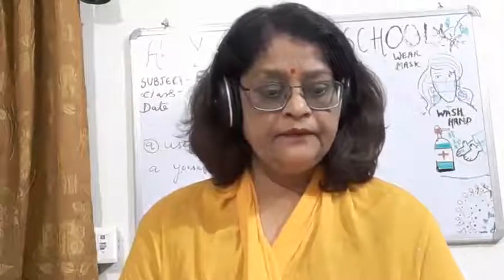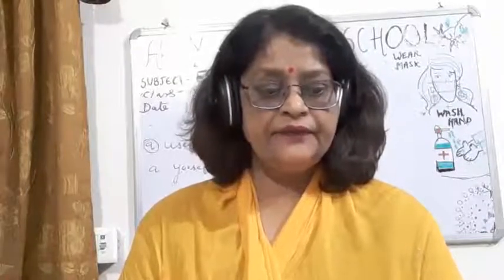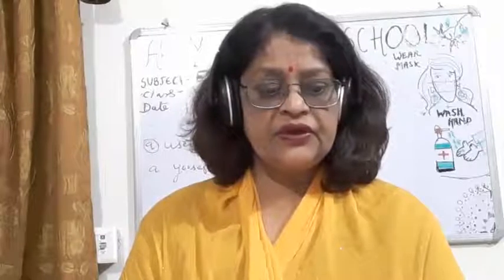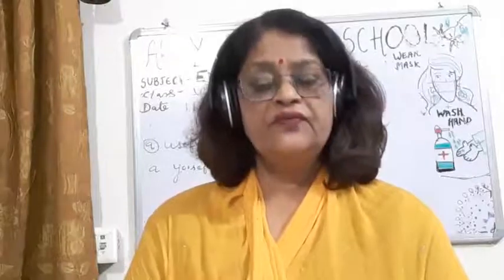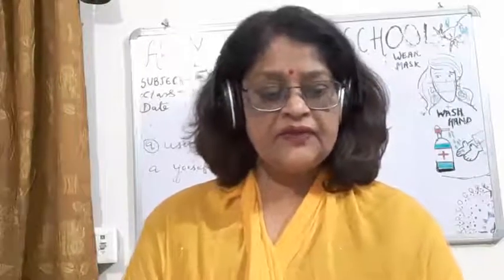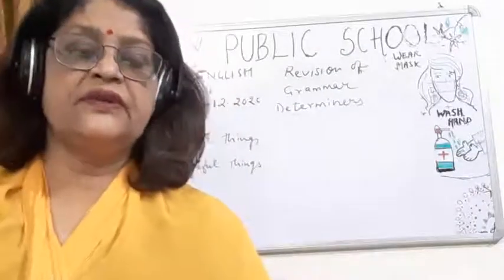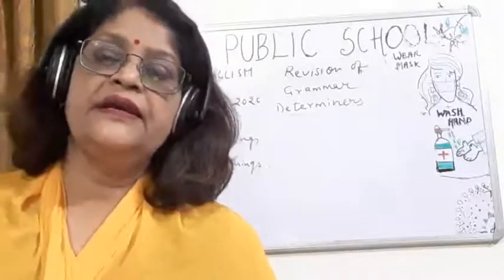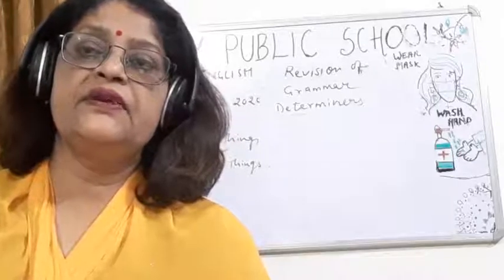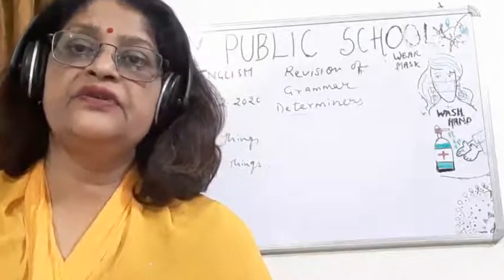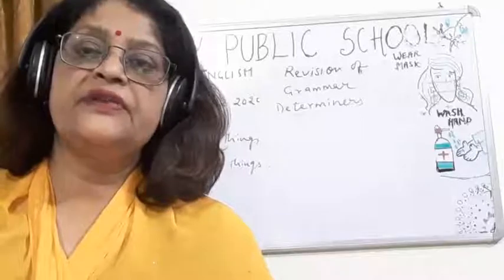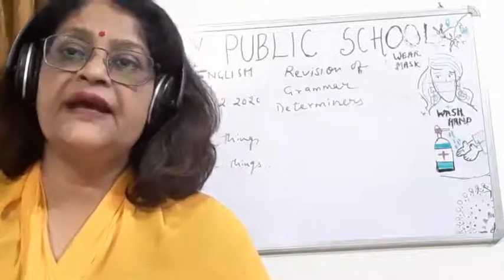Then, of course, children, similarly is the case with an. An is used with a vowel sound. But there are many things where the word is starting with a consonant letter, but an is used because it has a vowel sound. It starts with a consonant letter but the sound is a vowel, so we use an here.